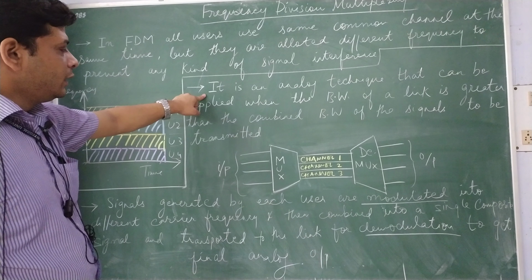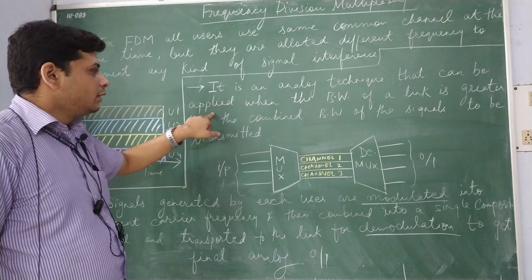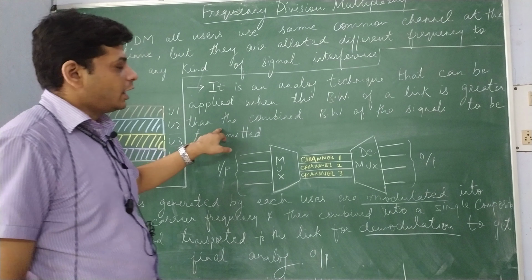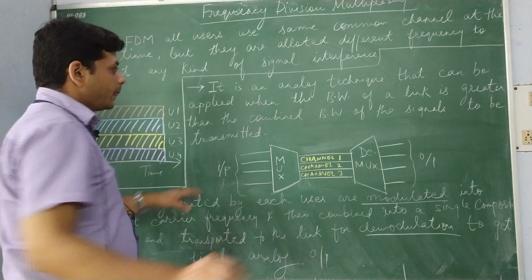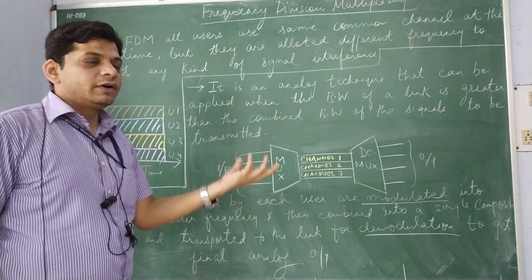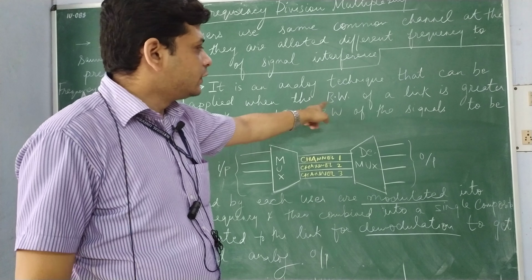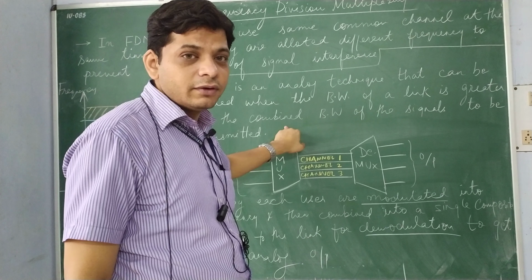Or we can say that it is an analog technique that can be applied when the bandwidth of a link is greater than the combined bandwidth of the signals to be transmitted. So, this is the reason why we are allotting different frequencies to the users, because the bandwidth of the communicating link is greater than the combined bandwidth of the signals, right.